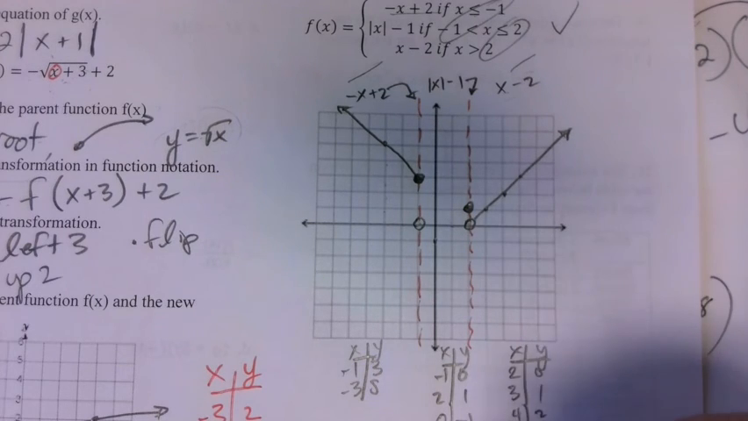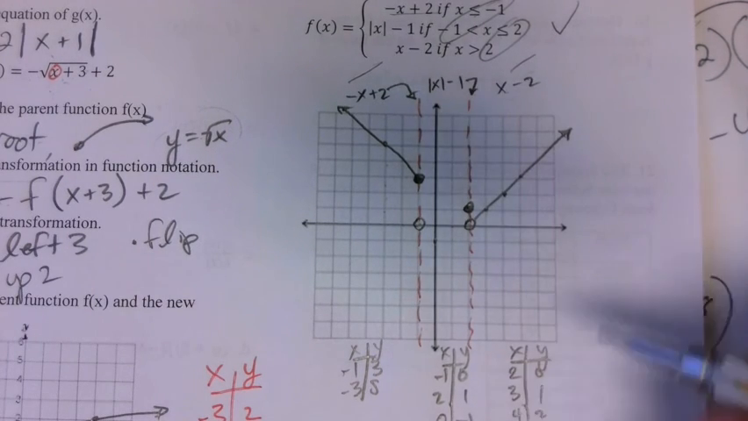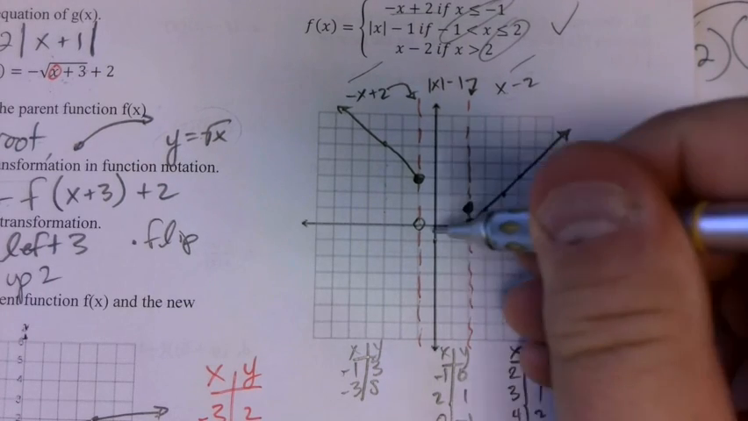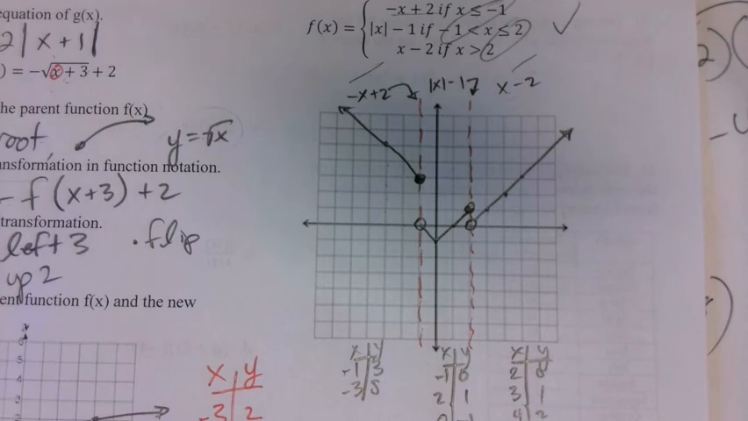What if I put in a 1? Absolute value of 1 is 1. 1 minus 1 is 0. So 1, 0 is right there. Hey, check it out. There to there. I connect the dots, and there's my V. There's the absolute value function.